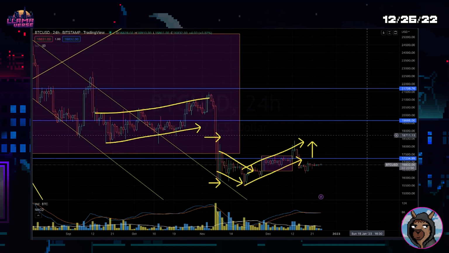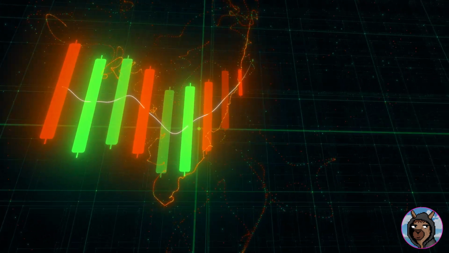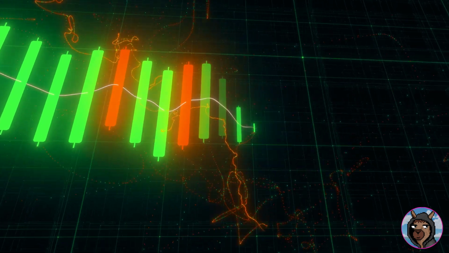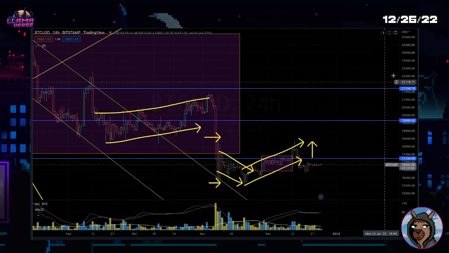Today we'll be going over why we need volume in addition to multiple candlesticks to prove that we have a support or resistance.